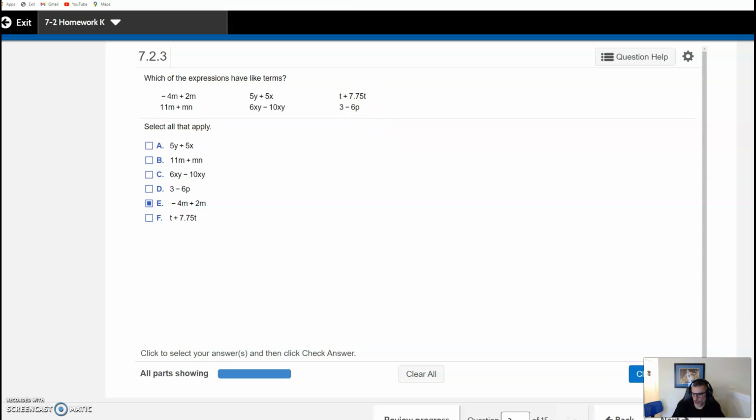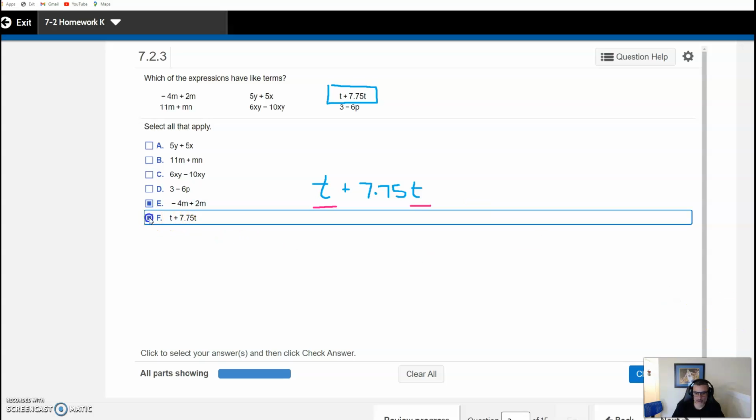I'm just going to do one more here. This says t plus 7.75t. So I do have two terms here, right? Here's my first term, here's my second term. This one has a t, this one has just a t. So these do have like terms. So I would click on that one.